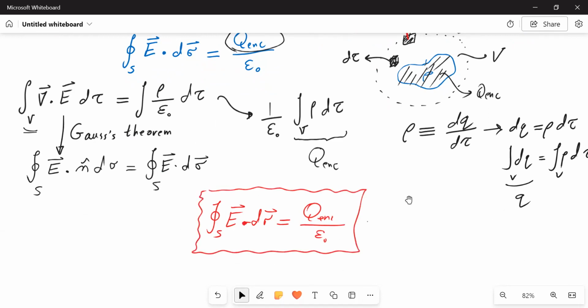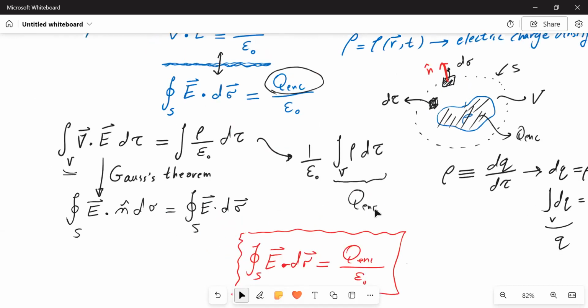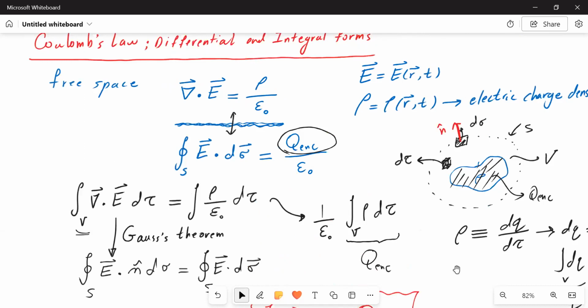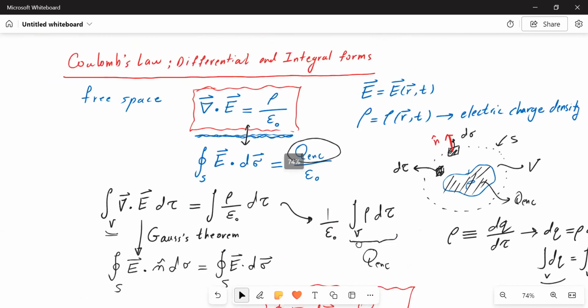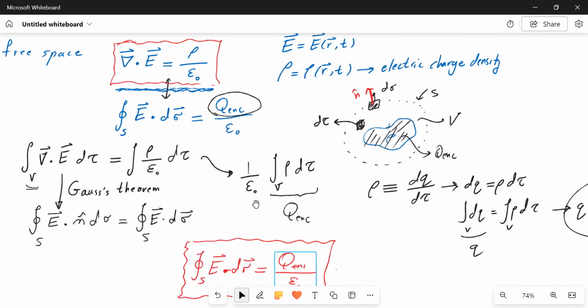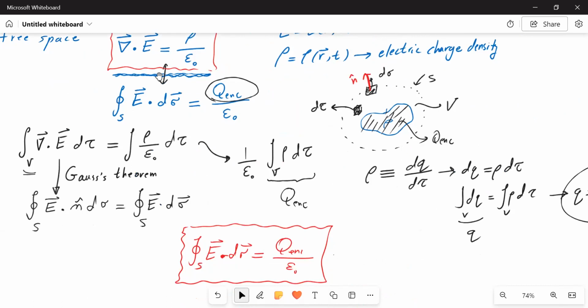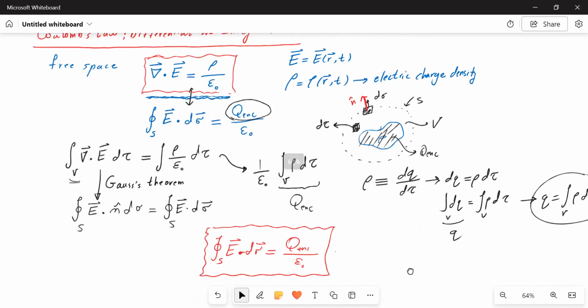If you reverse these operations, you can start with the integral form and end up with the differential form. So this was a very quick demonstration of how you can actually relate two different forms of Gauss's law, or the first of Maxwell's equations, or what I would like to call Coulomb's law in electrodynamics.